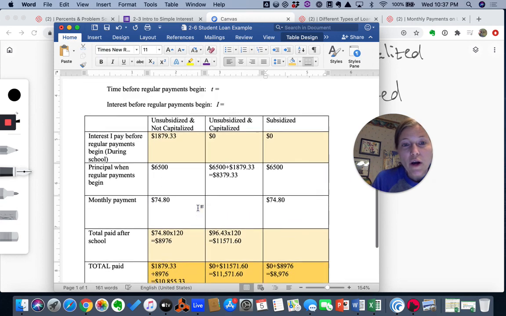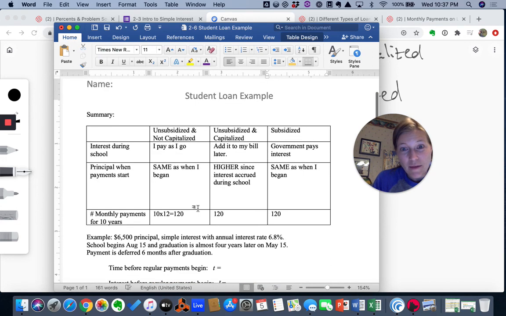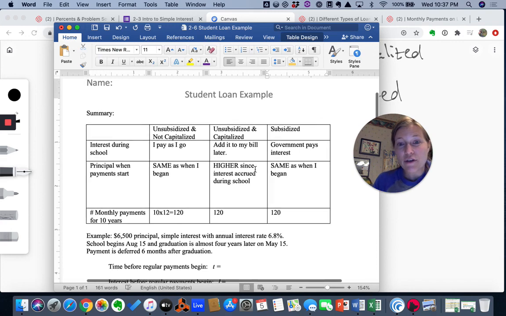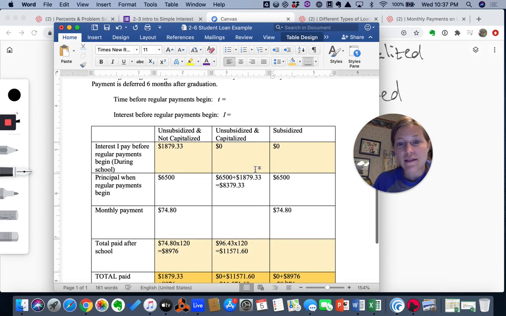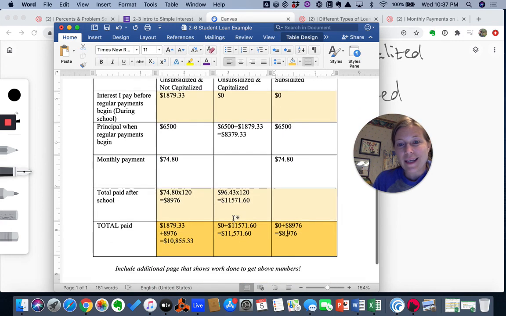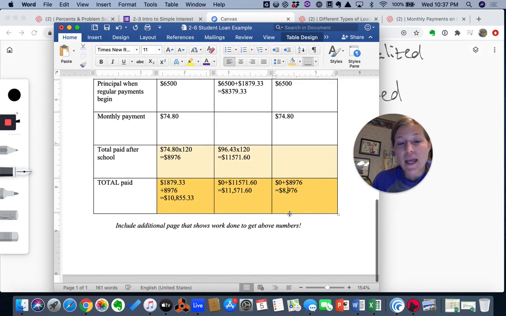When you are posting this completed handout, make sure that you filled in all these that we talked about but I didn't actually type. Get all those things in. And also be sure to include an additional page wherever you did your work as you were working along with me.